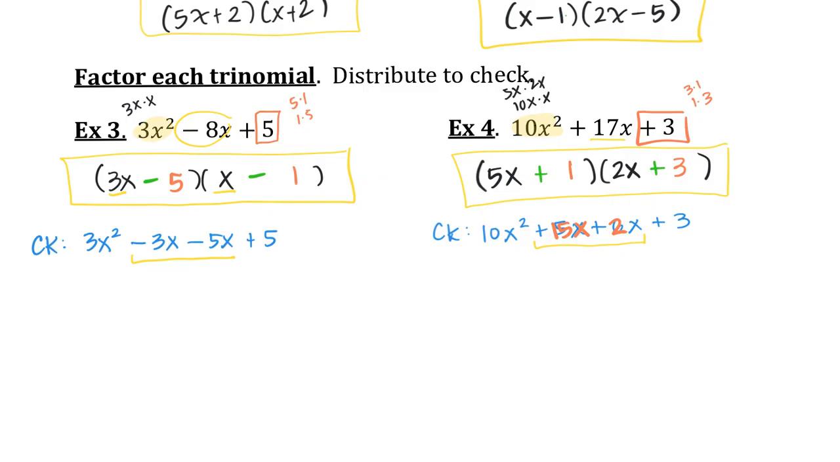Okay, go ahead and try the practice problems carefully. You can try the box to check your answer, or you can distribute to check your answer. But don't get frustrated if you get it wrong. You just switch something and then try again.